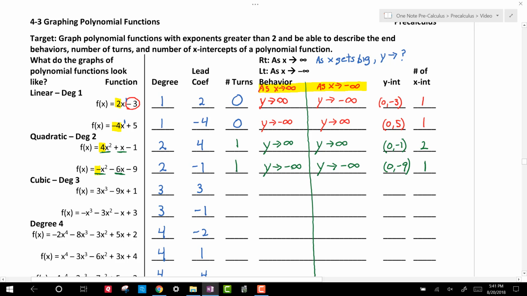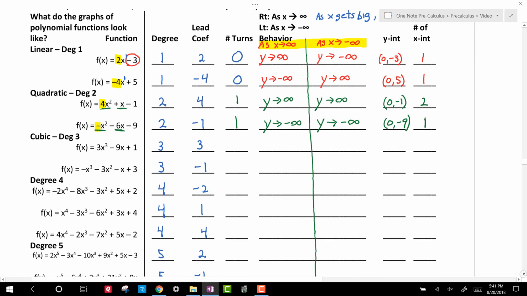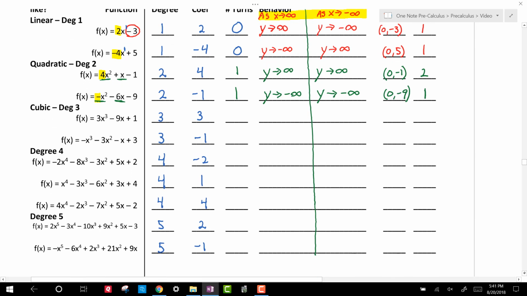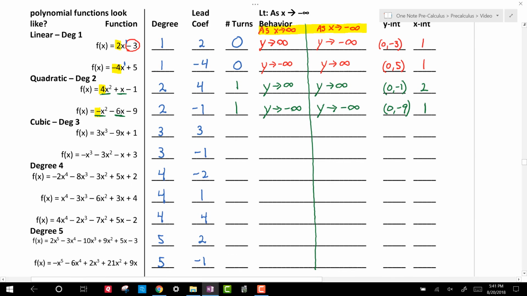Now at this point, I would encourage you to turn off the video and actually try some of these on your own and see what you can come up with for the rest of the graphs. As you're doing that, look for patterns across the rows, down the columns, wherever you can think of to look for a pattern.